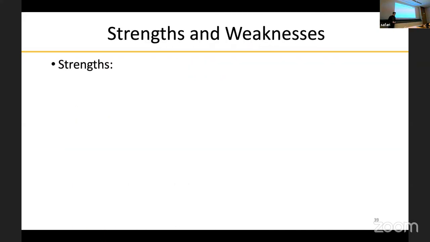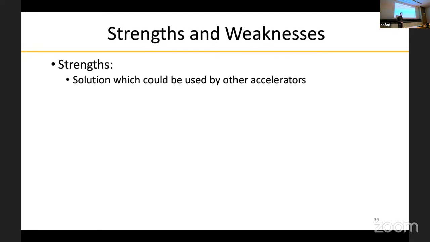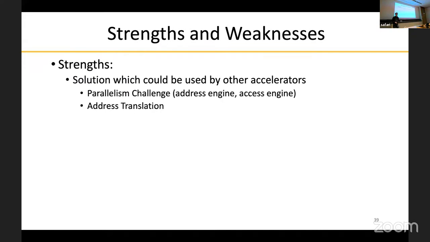Now to the strengths and weaknesses. First, the strengths. I think it's a really good strength that you can use, on one hand, the parallelism solution with the address and access engine for other accelerators too, and also the address translation if you work on a contiguous region in memory. And the results, of course, are very promising. If you have a 90% speed up, you can definitely use it especially in pointer chasing heavy workloads.